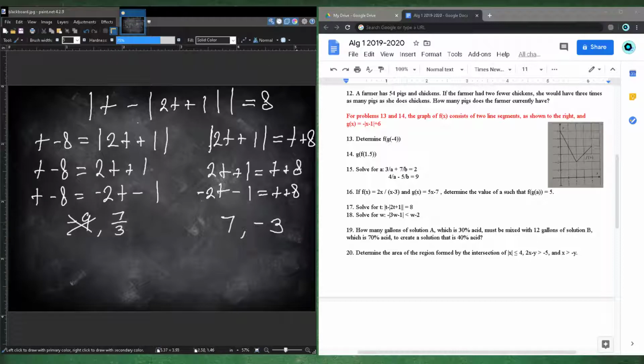Okay, now you plug in 7 over 3 here. That's 14 over 3. 14 over 3 plus 1 is 17 over 3. So a positive is just still 17 over 3. So we have to minus, right? So then that's 7 over 3, which is negative 10 over 3, which doesn't even simplify to the right number, right?